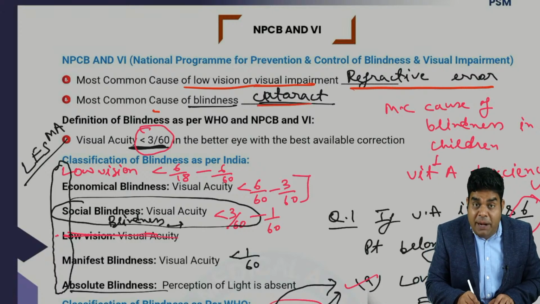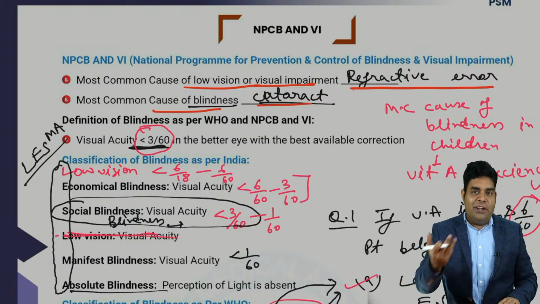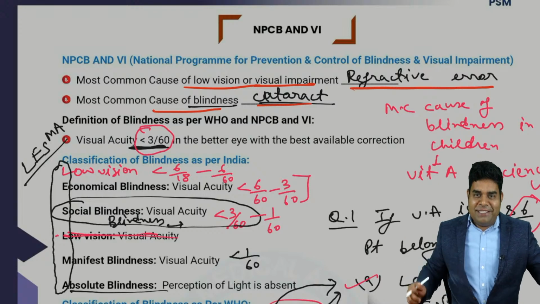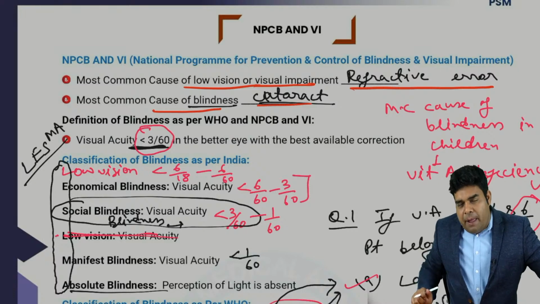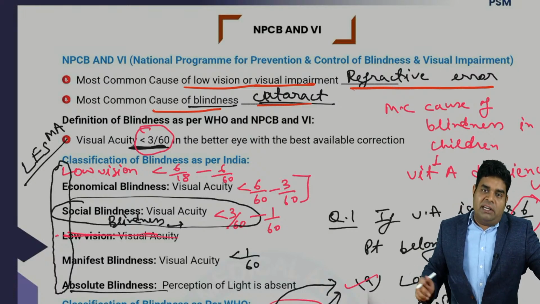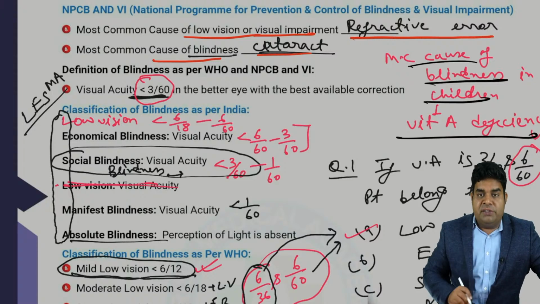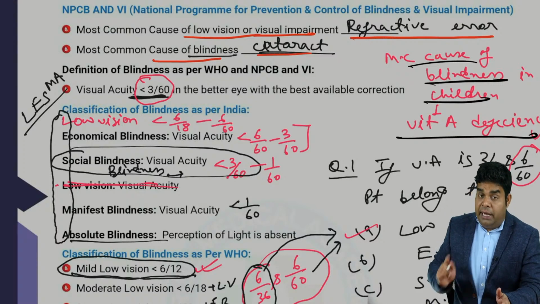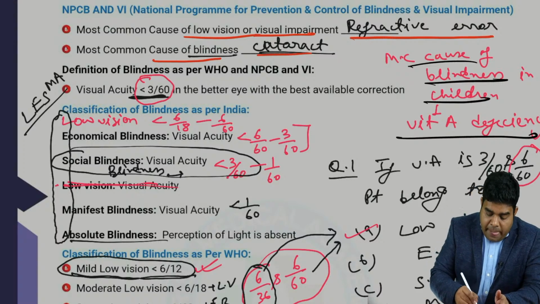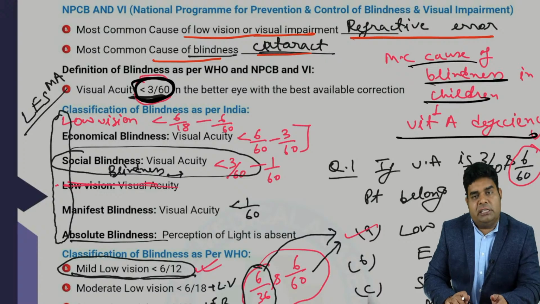Cataract is the most common cause of blindness, because refractive error can occur at any age group, in children, young people, or old age. So cataract can lead to blindness, but the most common cause of low vision is always refractive error. And if they ask the most common cause of blindness in children, of course in children it will be vitamin A deficiency. Okay, now the definition of blindness is not less than or equal to 3/60, it is less than 3/60. Less than 3/60 in the better eye with available correction is blindness.